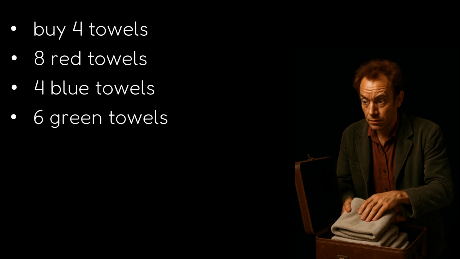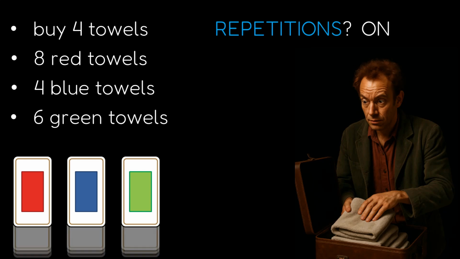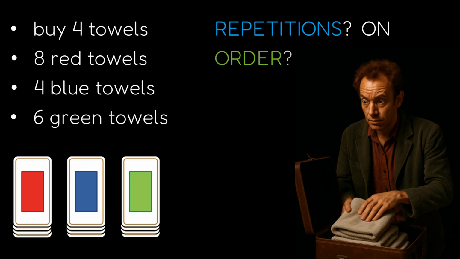We have 3 types of towels: red, blue, and green. Let's start by asking, are repetitions allowed? Even though the towels aren't infinite, there are always enough of each color to repeat a choice as many times as we want. Does the order matter? I'd say no. Even if we shuffle the towels around the suitcase, the set of towels we bought is the same.